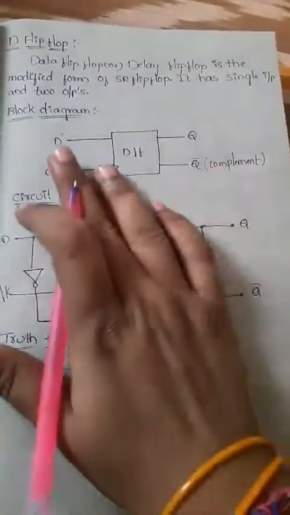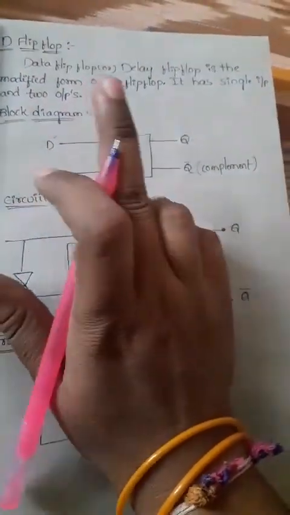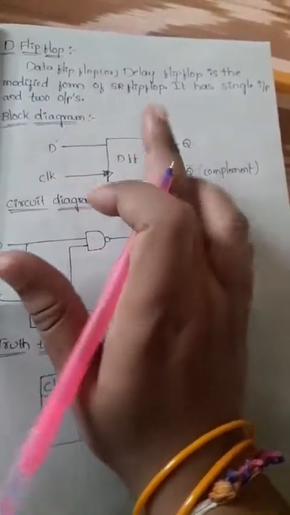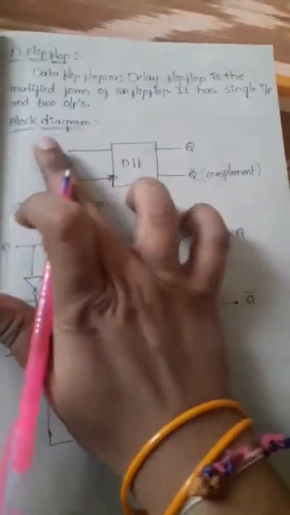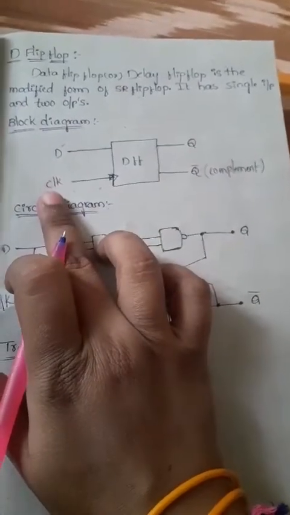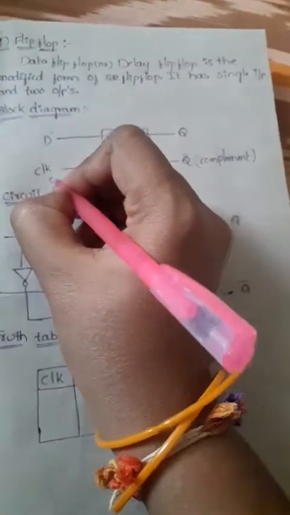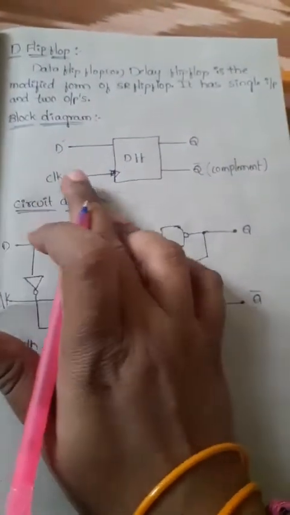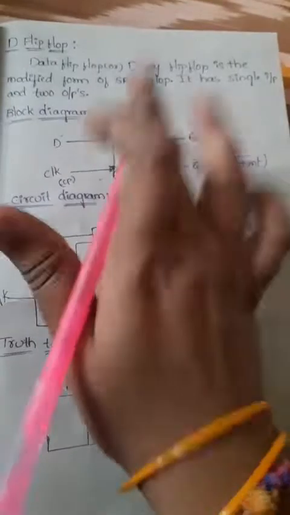Now we'll see the block diagram of the D type flip-flop. This is the block diagram we have. It consists of one input and two outputs, and we also have one clock pulse, which is also considered as CP. With the help of the clock signal only, the flip-flop will be activated.